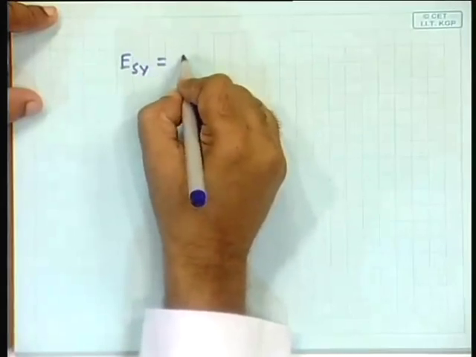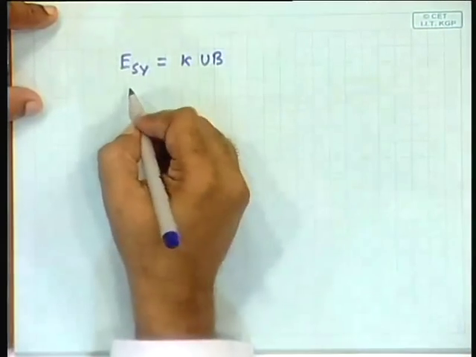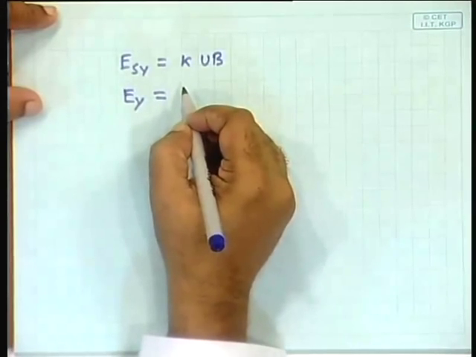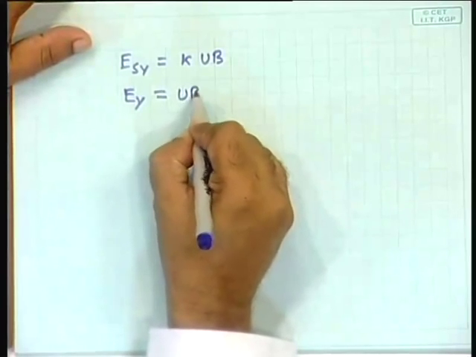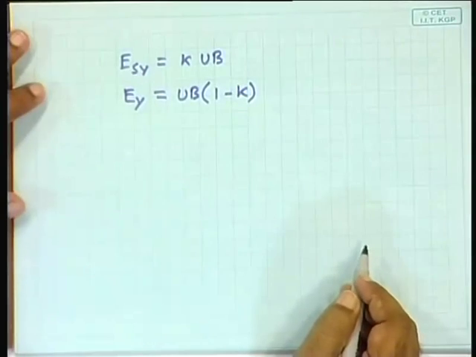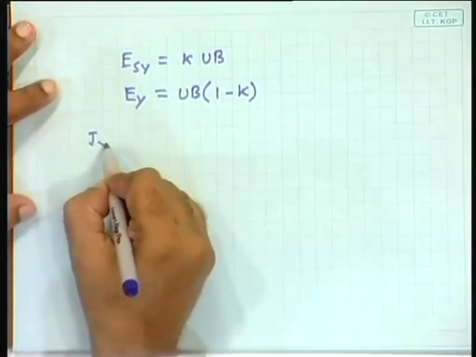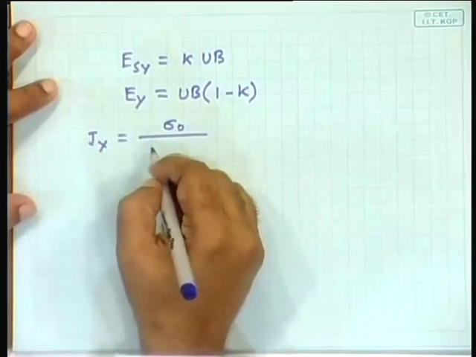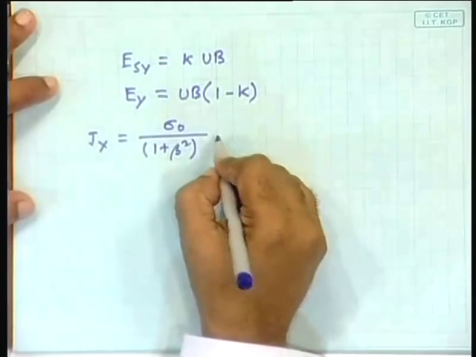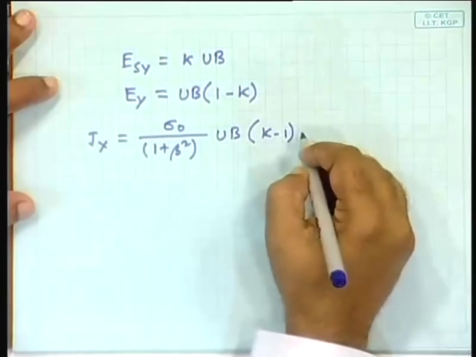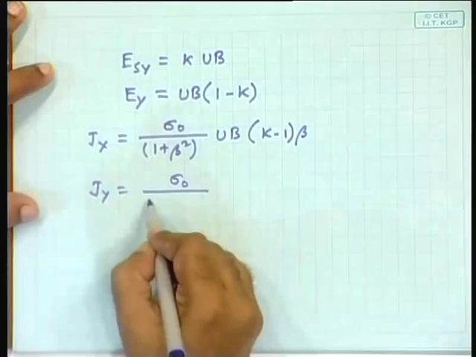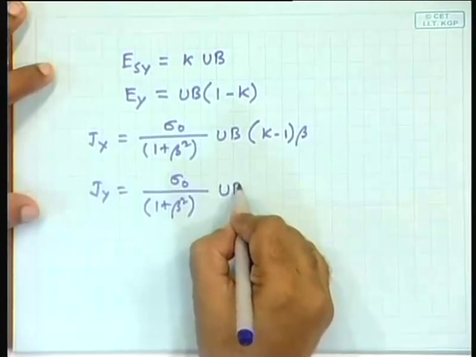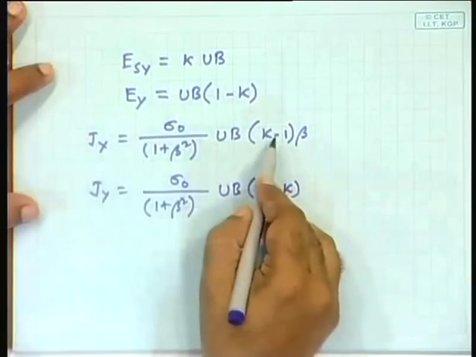So if you have that, then you can write E S Y is equal to K U B, and E Y we already know, here K U B you substitute, you get U B times 1 minus K. Okay. So now in those terms we can write J X is equal to sigma naught divided by 1 plus beta square, U B times K minus 1, times beta, and J Y is sigma naught divided by 1 plus beta square, U B times 1 minus K. Here there was a negative sign, that is why it became K minus 1.